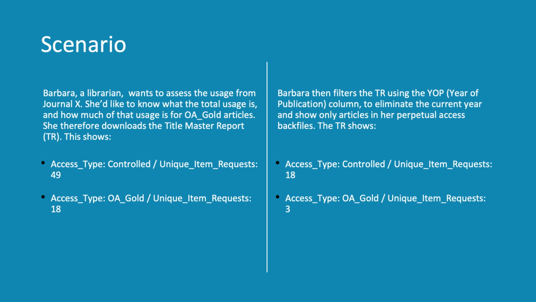Barbara then chooses to filter the TR using the Year of Publication column, YOP, to eliminate the current year and show only articles in her perpetual access backfiles. The TR shows Access Type Controlled Unique Item Requests 18 and Access Type OA Gold Unique Item Requests 3.